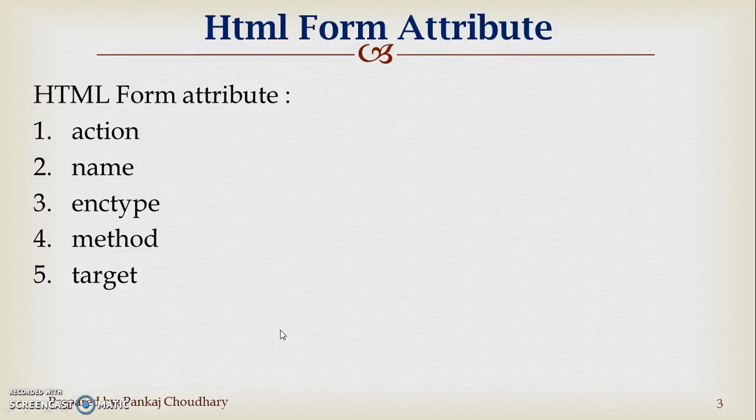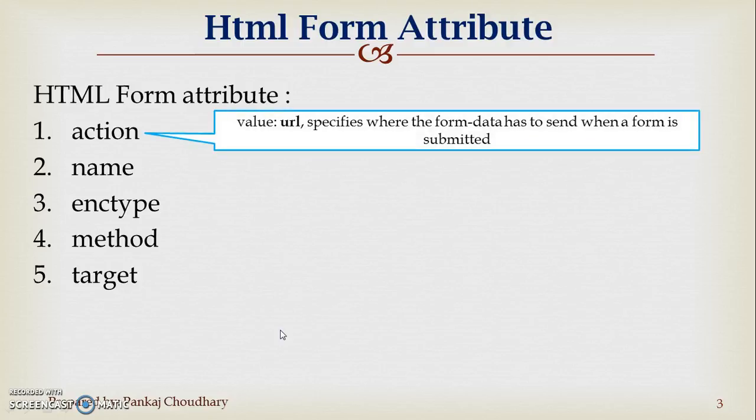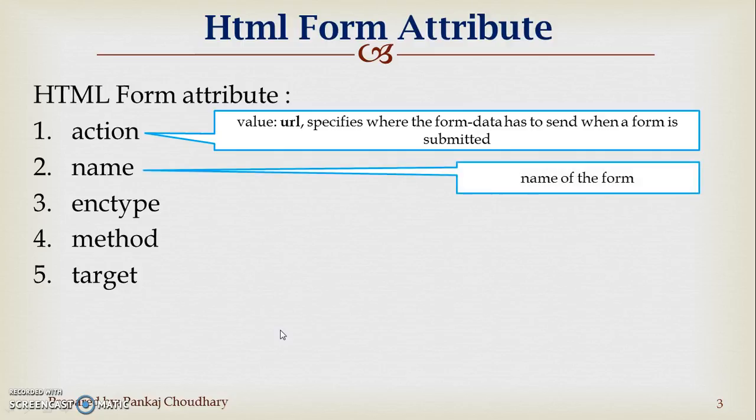These are the attributes which we can use with the form tag. The first one is the action. It specifies the URL where the form data has to be sent when a form is submitted. The next attribute of the form tag is name. It specifies the name of the form.